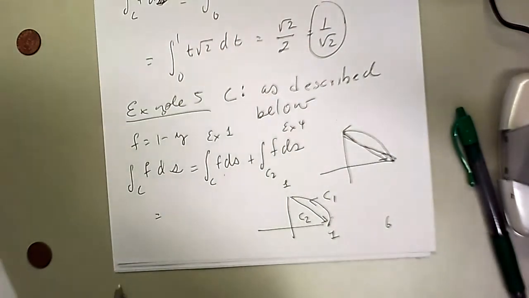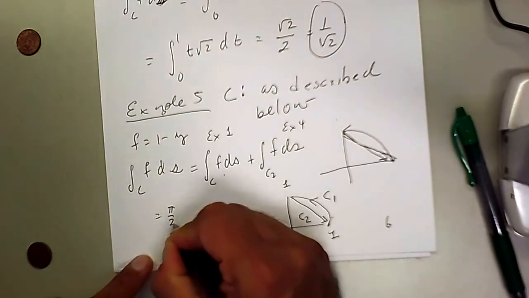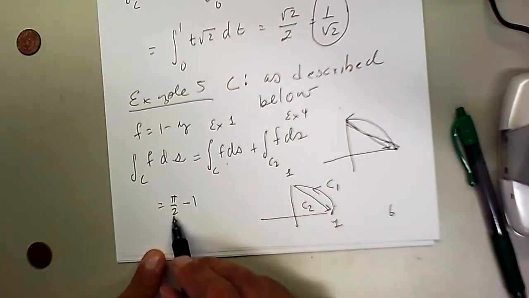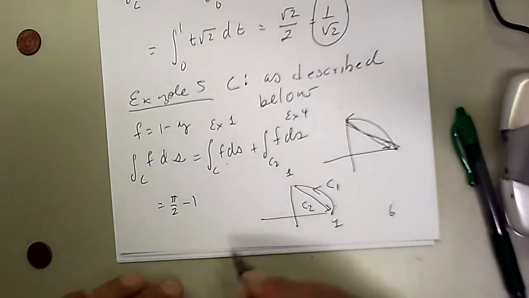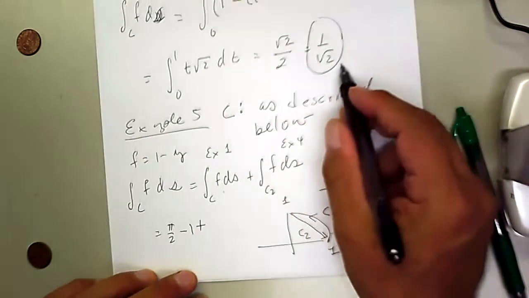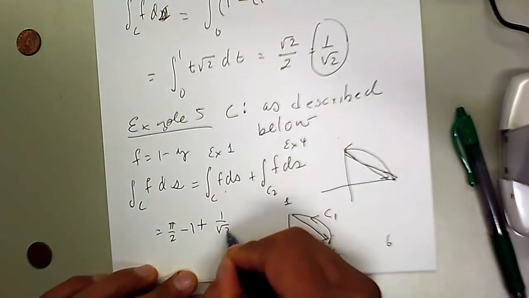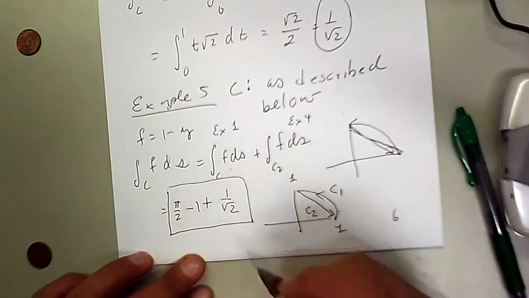Gave us pi over 2 minus 1. In example 2, now mind, this is a negative number. That's fine. Leave it. That's okay. Example 4, rather, the answer to that is still here on the same page, 1 over the square root of 2. So there, that is the answer.